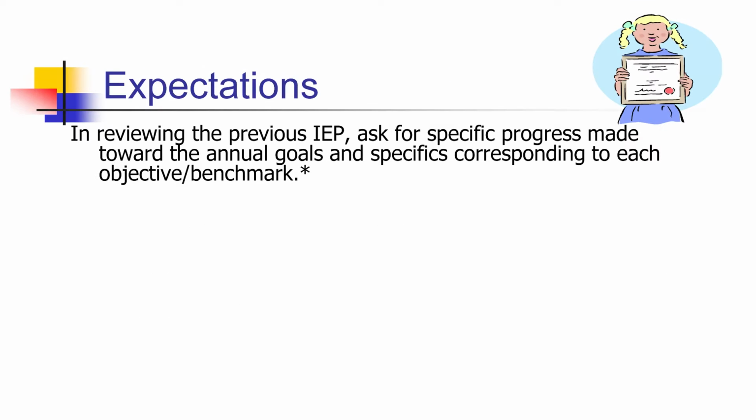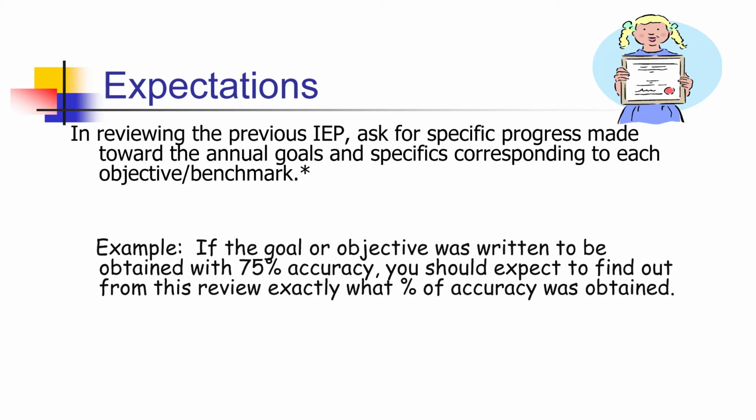When you review the previous IEP, ask for specific progress made towards the annual goals and specifics corresponding to each objective or benchmark. For example, if a goal or objective was written to be obtained with 75% accuracy, you should be able to find out from the review exactly what percentage of accuracy was obtained.